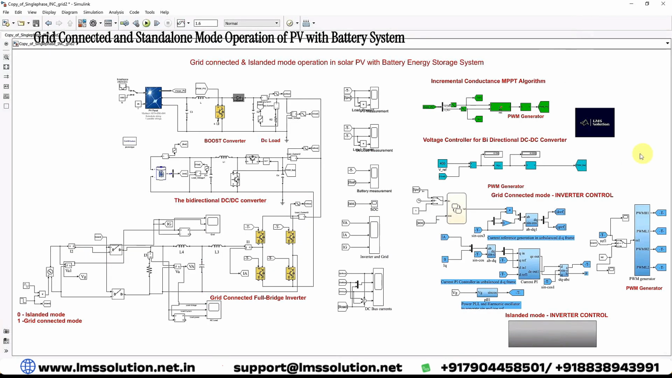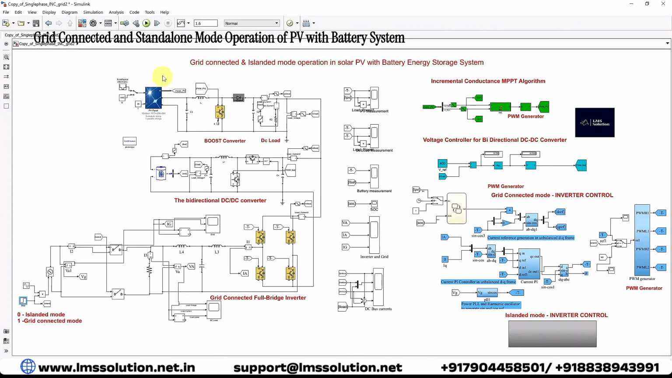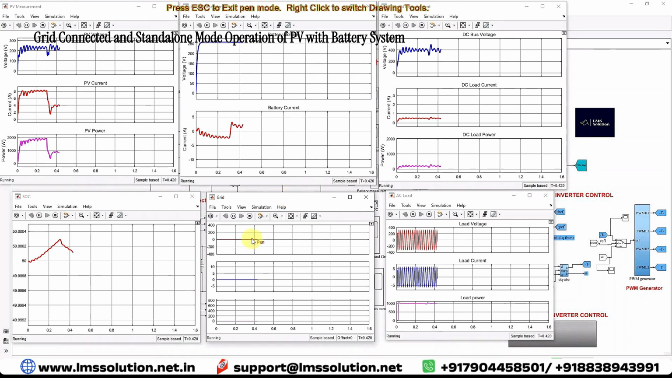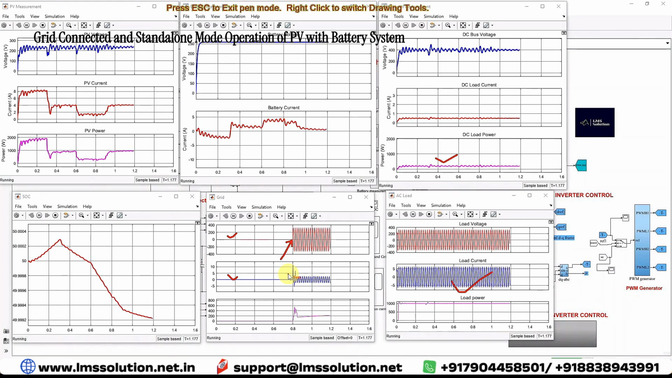Now I'm going to simulate the model from islanded mode to grid connected mode at a time of 0.8 seconds. Now you can see that initially there is no voltage and current from the grid side, and the system operates the DC load and AC load using the power from the PV and battery only. After 0.8 seconds, you can see that it moved to grid connected mode. The system changed from islanded mode to grid connected during that 0.8 seconds. Our system is under grid connected mode operation. For this condition also, the system works fine.